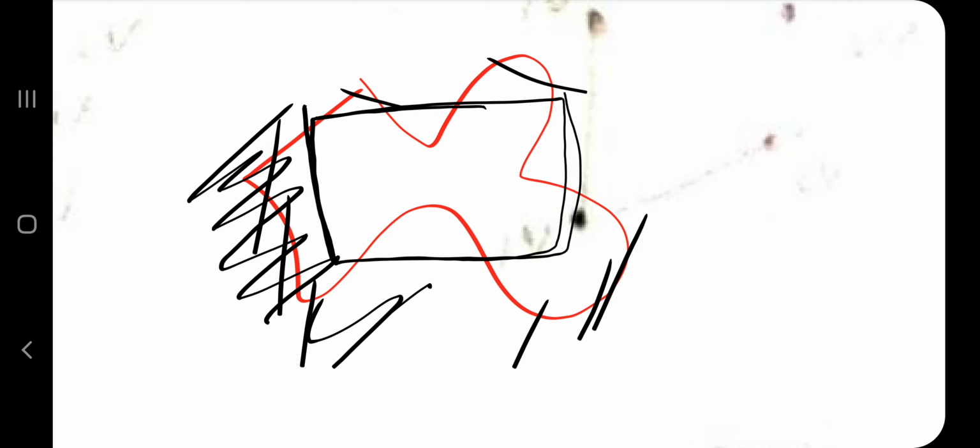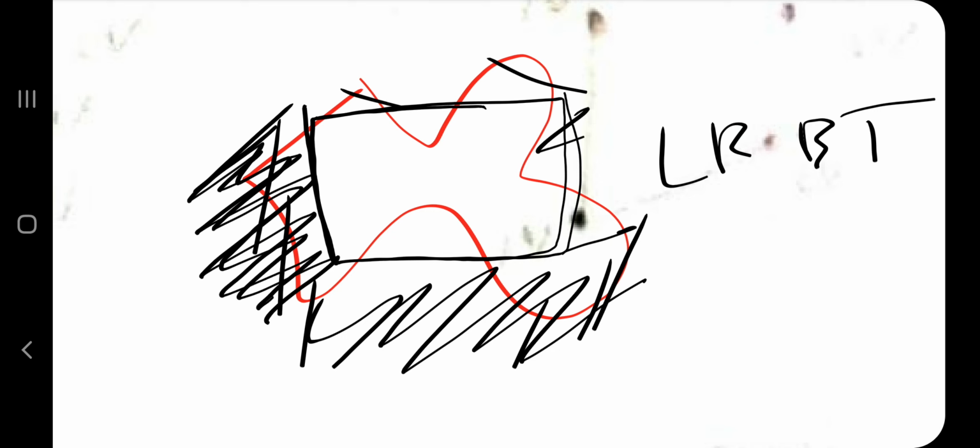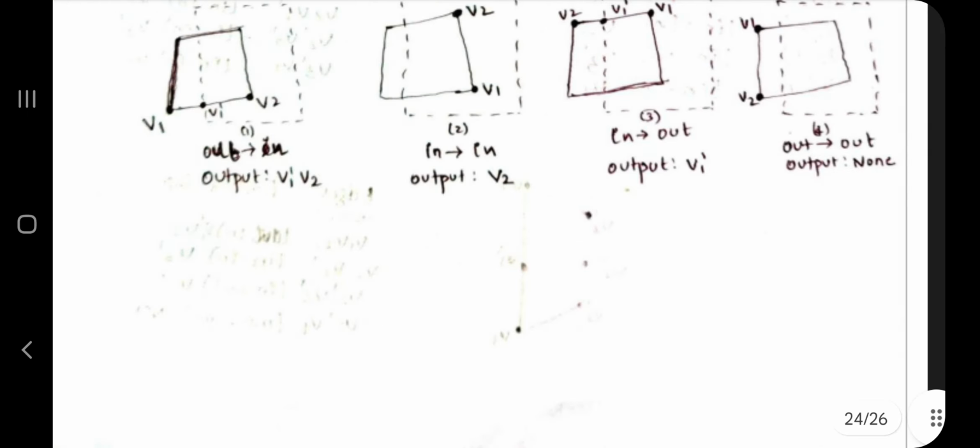I just need the figure that is inside the black square, and the rest of the things I have to clip. Just as I clip for the line, I am clipping for the polygon. So how do I achieve that? First I will clip this part, then this part, in the order LRBT: left, right, bottom, top. I'll tell you how we will do that now.